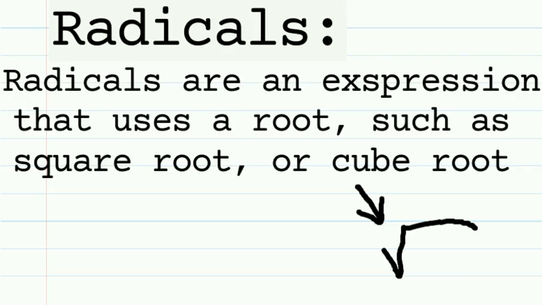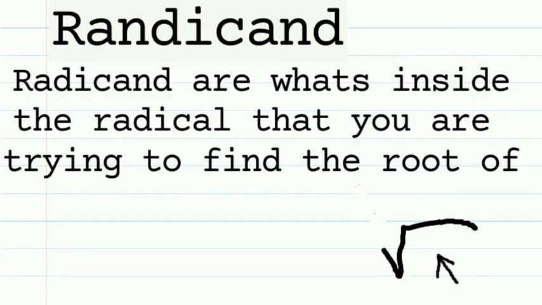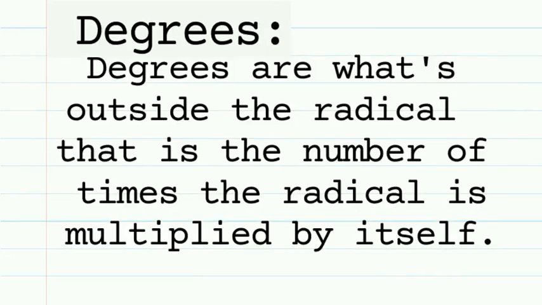Radicals. Radicals are an expression that uses a root, such as a square root or a cube root, like this. Radicand. Radicand are what's inside the radical that you are trying to find the root of. Degrees are what's outside the radical, that is the number of times the radical is multiplied by itself.